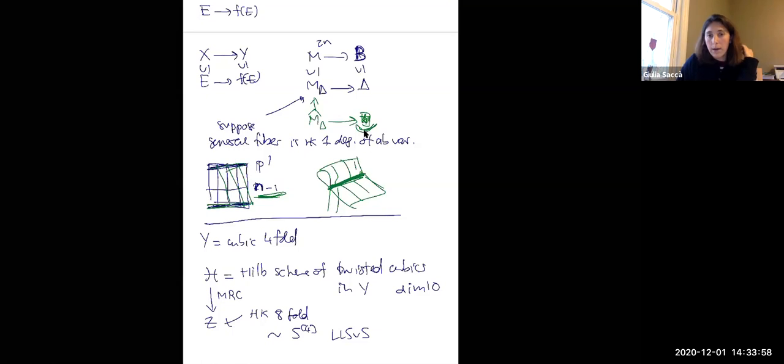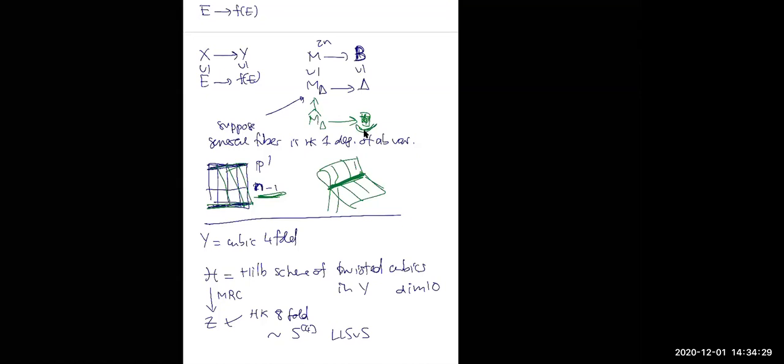But in general, the philosophy is when you look at moduli spaces of objects in the derived category of a cubic fourfold, if you project onto the Kuznetsov component, then you look at the induced map between moduli spaces, you get some MRC quotient. That's not really a statement, but more a general principle, I would say. Great, thank you. That was awesome.